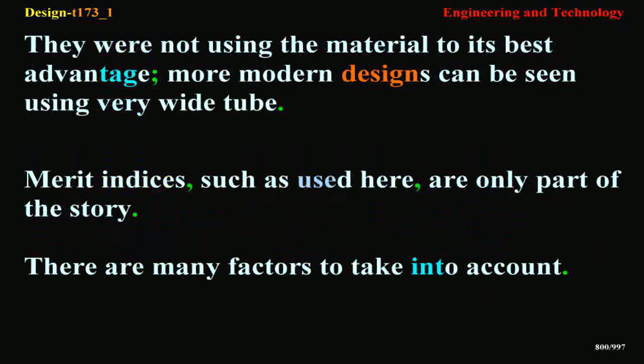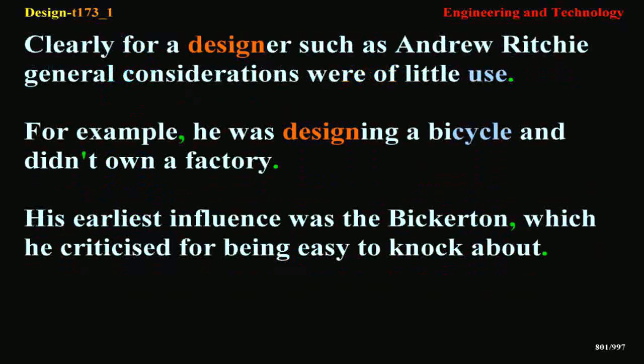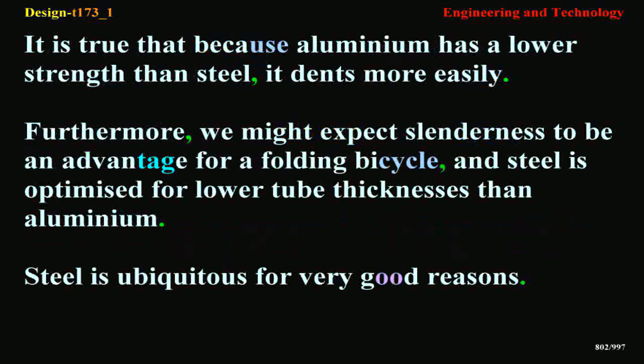Merit indices, such as used here, are only part of the story. There are many factors to take into account. Clearly for a designer such as Andrew Ritchie, general considerations were of little use. For example, he was designing a bicycle and didn't own a factory. His earliest influence was the Bickerton, which he criticized for being easy to knock about. It is true that because aluminum has a lower strength than steel, it dents more easily. Furthermore, we might expect slenderness to be an advantage for a folding bicycle, and steel is optimized for lower tube thicknesses than aluminum.